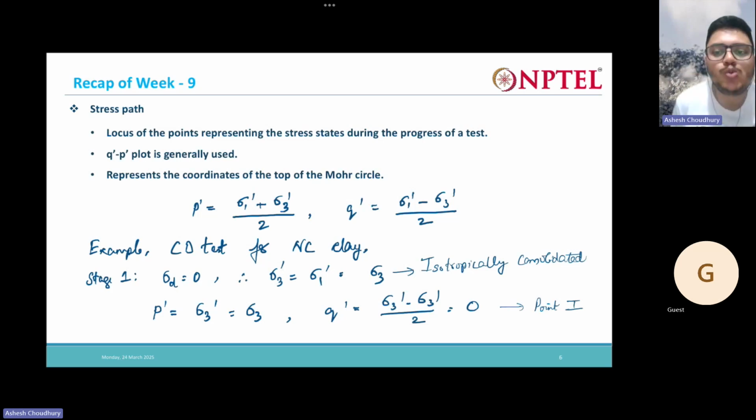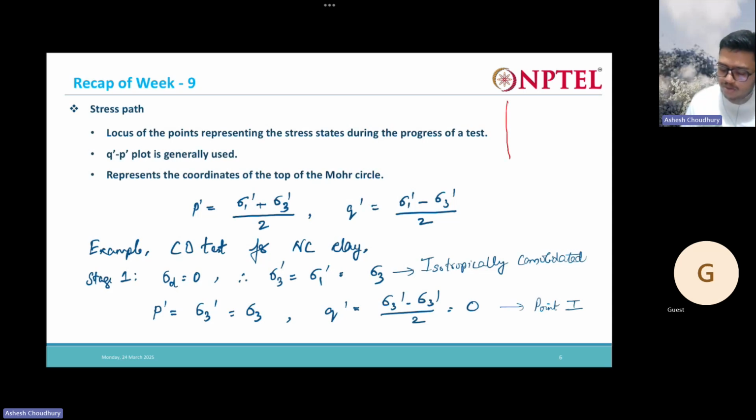So what do you mean by stress path? Stress path is the locus of the points representing the stress states during the progress of a test. So say when you're doing a triaxial test, maybe CU or CD, say a CU test. In the first stage you have consolidated the soil, so now your sigma 3 is fixed. And in the second stage, you are increasing the deviatoric stress.